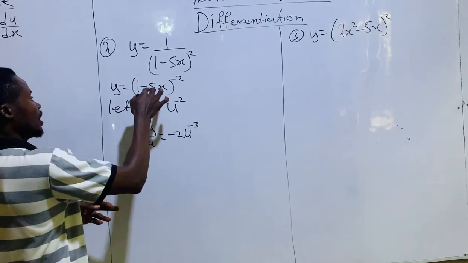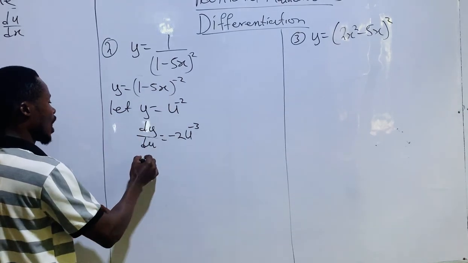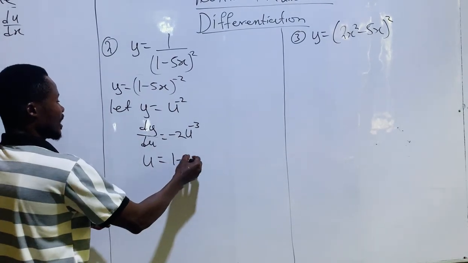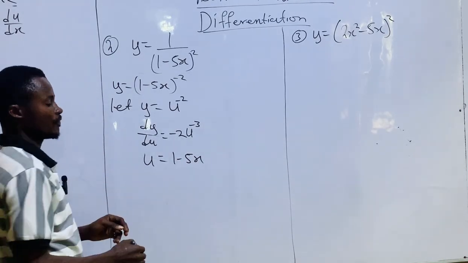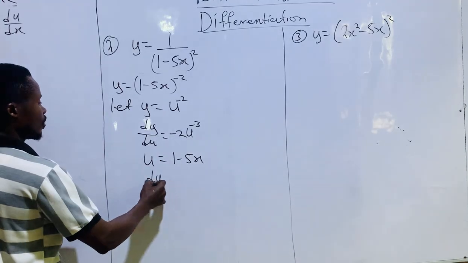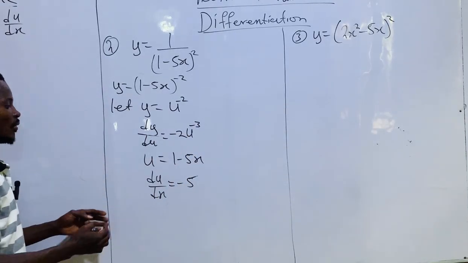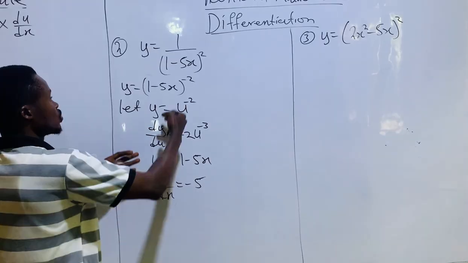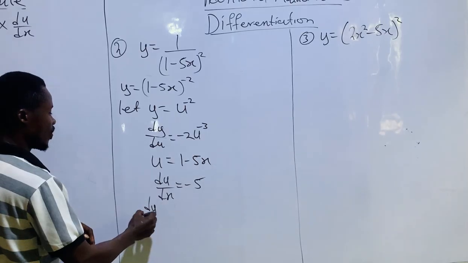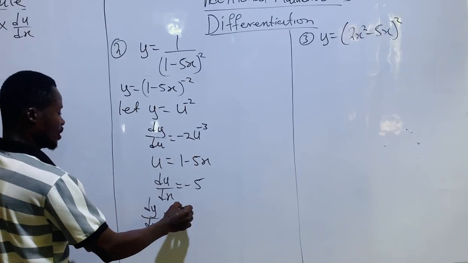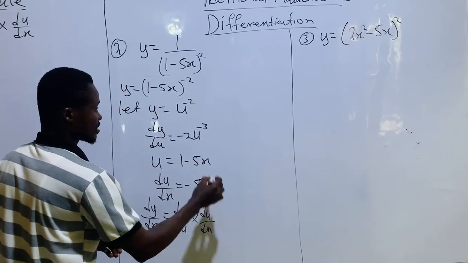Then the next thing is, this is our u, but what is at the replacement of u? 1 minus 5x. So our u is equal to 1 minus 5x. Now we are going to differentiate this with respect to x. So our du over dx equal to minus 5. Now when you are done, just substitute all these back into the differentiation rule, which says that our dy over dx equal to dy over du times du over dx.